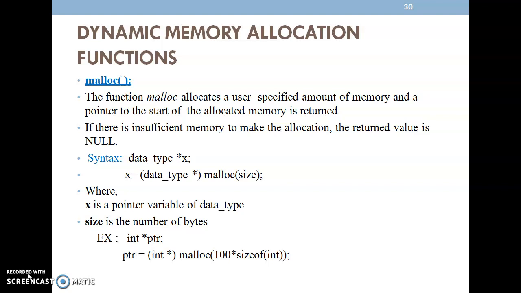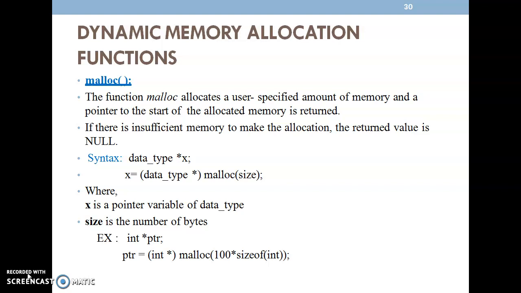Then free will return the memory held by the pointer. So calloc and malloc will not return the memory by their own. In order to return the memory, we make use of the free function. That will release the pointer that is associated with a particular memory address.